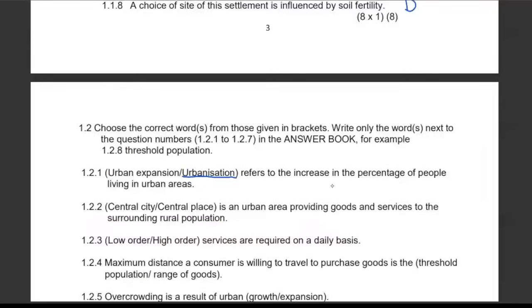Central city or central place is an urban area providing goods and services to the surrounding rural population. We don't have a central city concept, we have a central place. A central place, we are saying a central place is basically an urban area that supplies the services and the goods to the surrounding farmlands or countryside. If we check towns like Upington in South Africa, is a typical example of a central place. It supplies basic goods and services to the surrounding farmlands around the area. That is a central place.